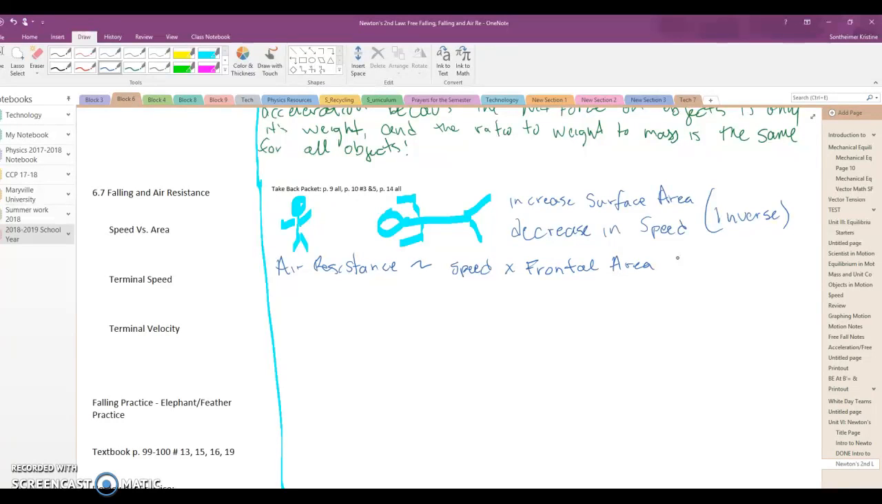So terminal speed is when your acceleration is equal to 0. That means the force of air resistance and the force of gravity are equal, all right? This is terminal speed.